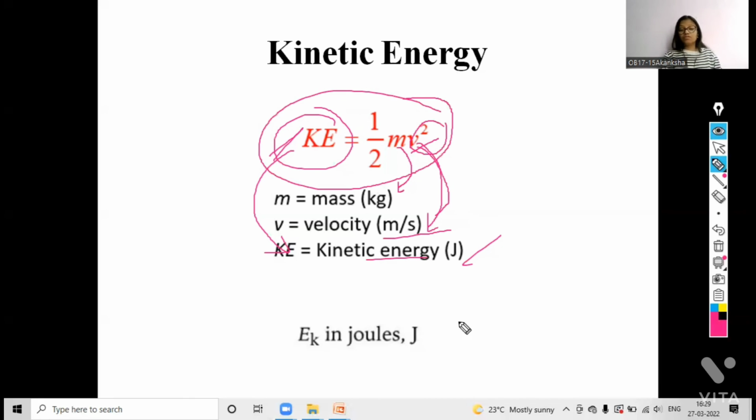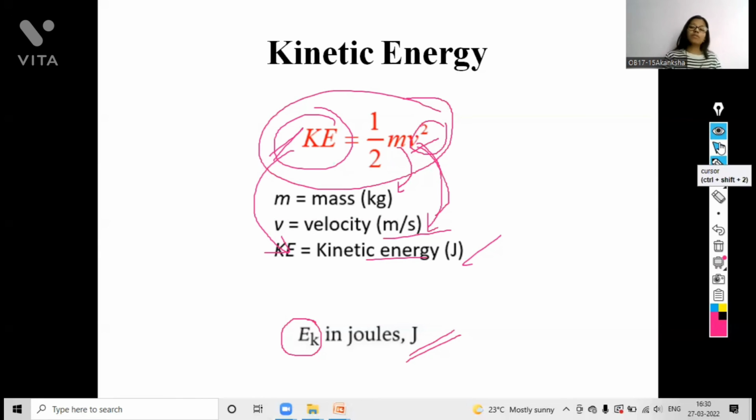Now if we see this last line, here we can see EK. EK here means kinetic energy in joules, meaning the SI unit or the common unit used for kinetic energy is joules. So yes, this was all about kinetic energy, and I hope you liked today's class.